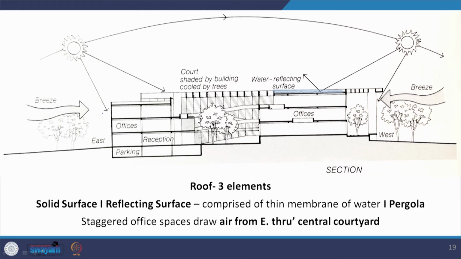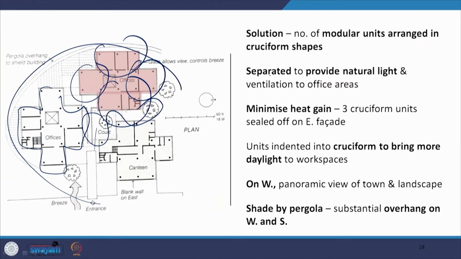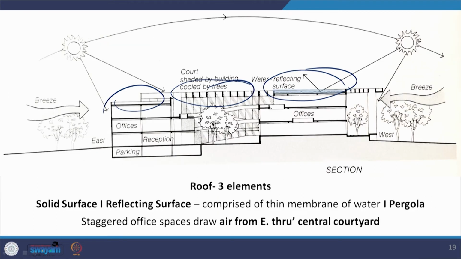Now, the roof itself has three elements in it. There was a solid surface, then there is the pergola roof, and then there is a water reflecting surface that Charles Correa tried out. This was not an experiment that moved on into other buildings. He tried it out in the ECIL building, and there were staggered office spaces that draw air from the east, and then the air moves through this central courtyard space into the cruciform modular units.